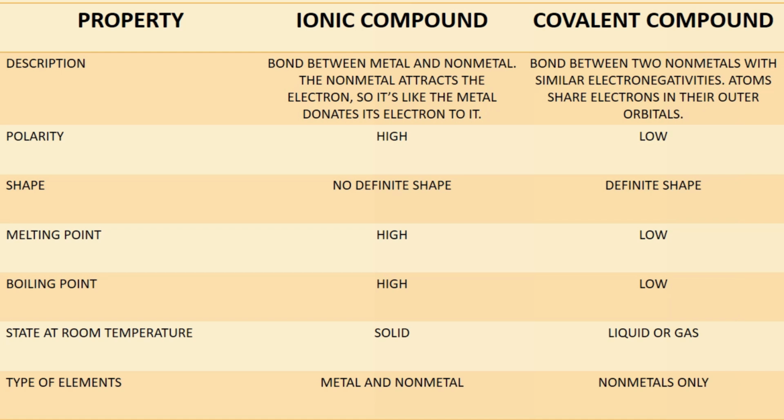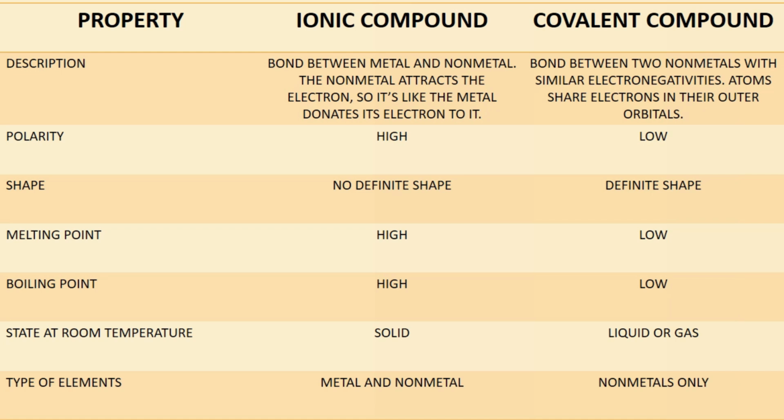Kung ionic compound, transfer of electrons. In the covalent compounds, there is sharing of electrons. Now, in the polarity, there are two types of polarity: the non-polar and polar. In the ionic compound, there is high polarity, and in covalent compound, there is low polarity.